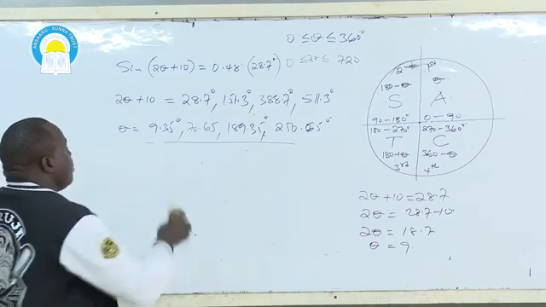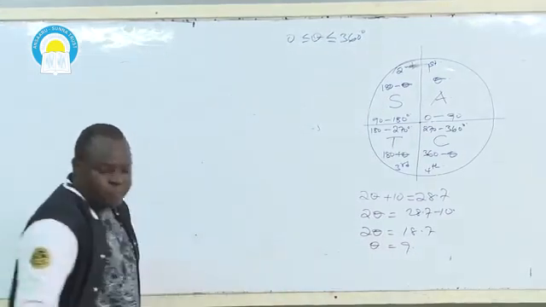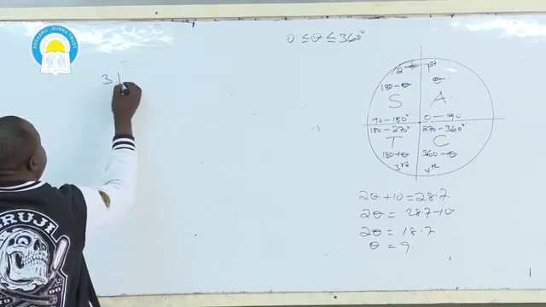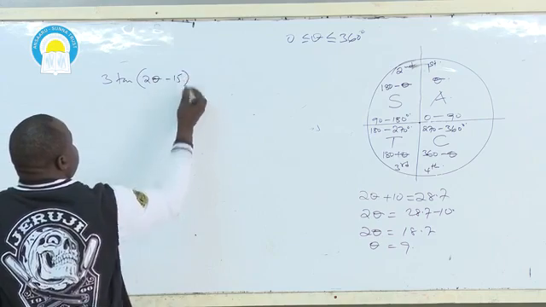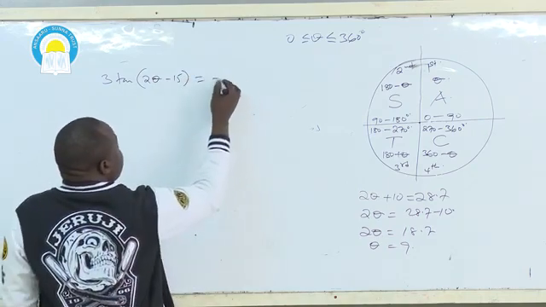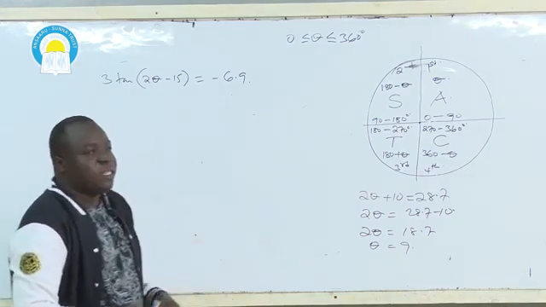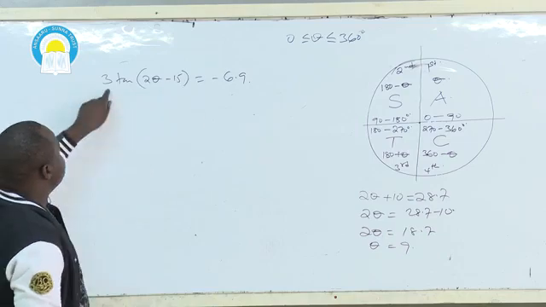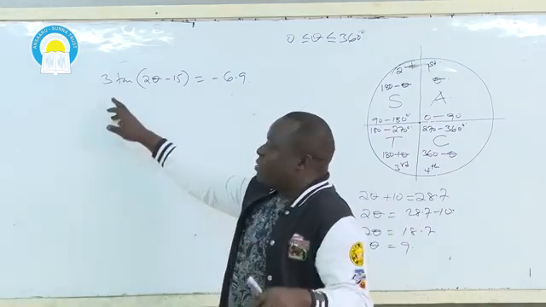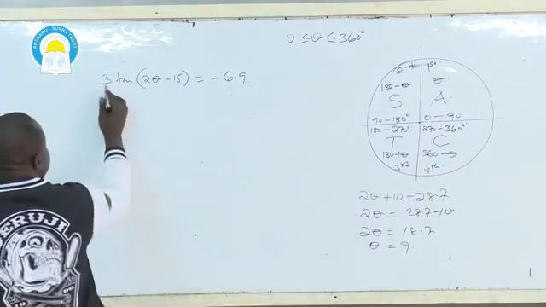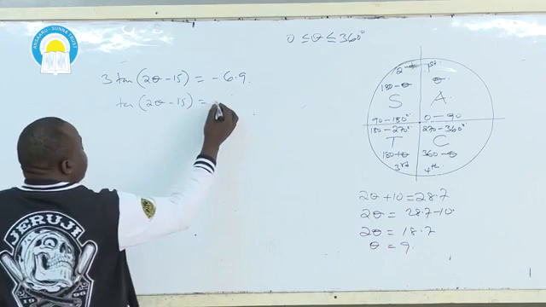Next example. Same type of question, but in any part, maybe there is a slight change. The change in this case is the coefficient. I already talked about coefficients. I said that when you have a coefficient, you first divide both sides by the coefficient. So by this, I mean dividing both sides by 3 leaves you with tan (2 theta minus 15) equals negative 2.3.